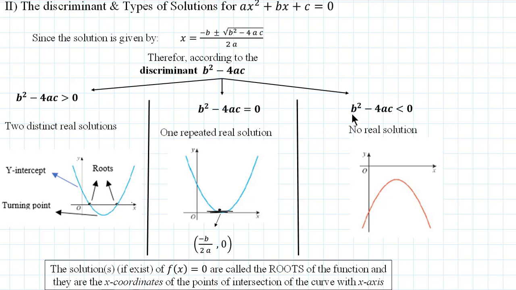And the third case, b squared minus 4ac less than 0. Of course, algebraically, we can't take a square root of a negative quantity, so we don't have real roots or real solutions in this case. And graphically, the quadratic curve will be below the x-axis or above the x-axis, but it doesn't intersect or touch the x-axis, of course.